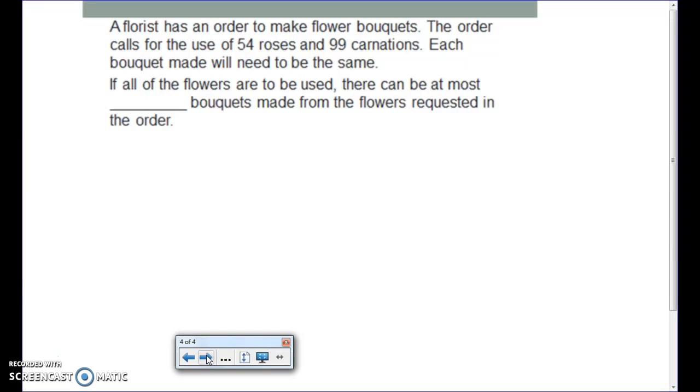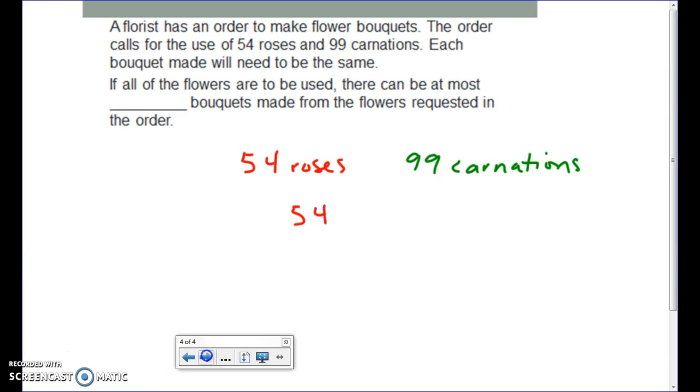So again, I'm going to use 2 different colors this time. I have 54 roses, and I have 99 carnations. Okay, so altogether I have 54 and 99 flowers. So I need the greatest common factor between those 2 numbers to see how many bouquets I can make evenly and still use up all the flowers. So because 54 and 99 are such big numbers, I'll go ahead and do a factor tree. It's good practice, and we like factor trees.